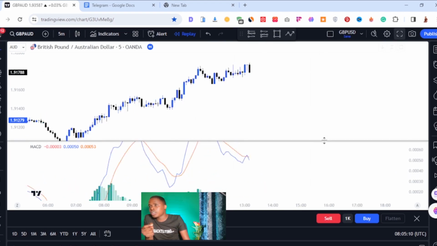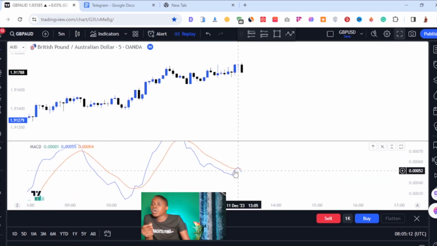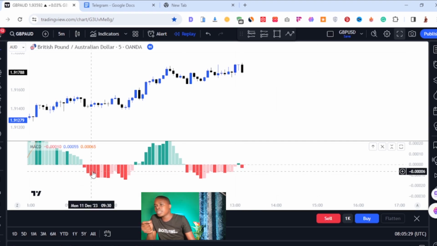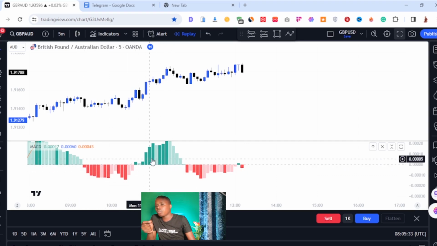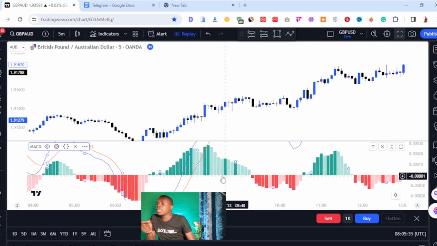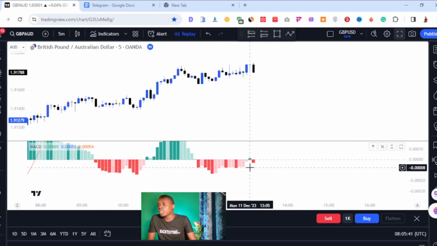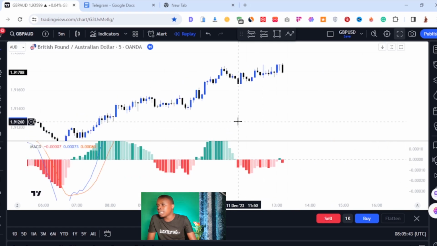Since this crossover is going to the downside, we also look at our histogram and see that it has created the first red zone. You can see that most times when the zone becomes red, it stays red for a little while. When it becomes green, it stays green for a little while. You can see right here, you can confirm that. So since it just became red, we want to be selling this trade, and we see the crossover is also going to the downside.